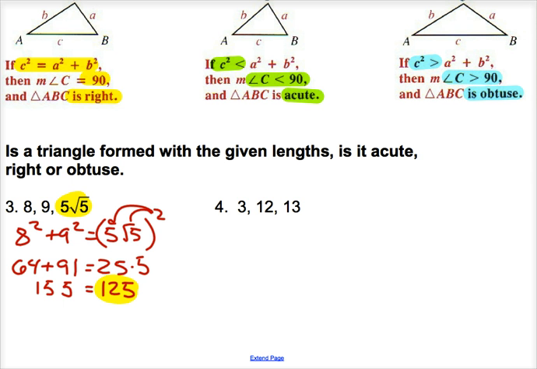Now, the thing that I do is I like to compare what's happening to the C value. Okay. So my C value is smaller than it needs to be for a right triangle, which means my angle is smaller than a right angle, which means that this is going to be an acute triangle.